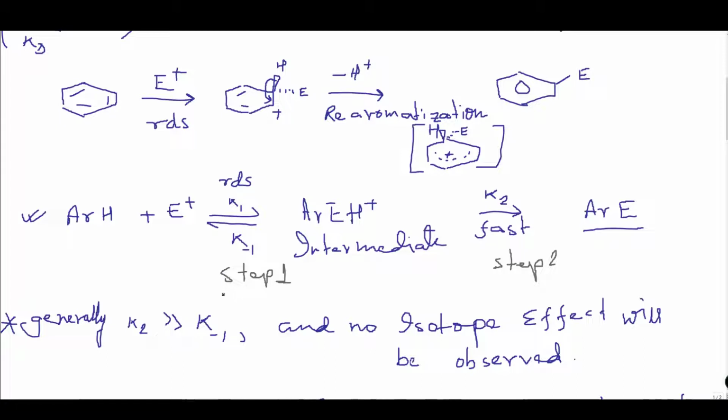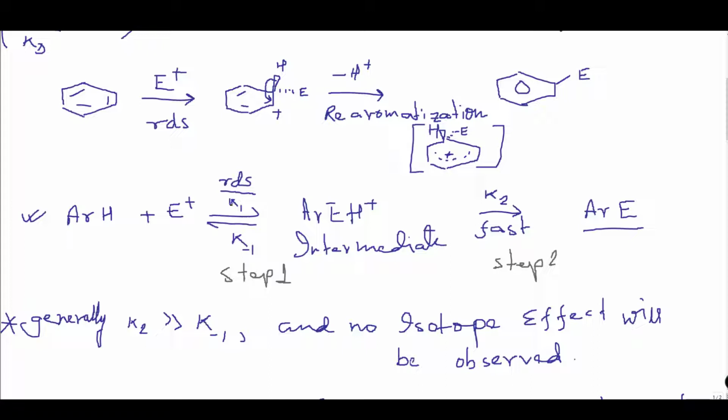So in this case, the first step is the rate-determining step, which is in equilibrium, and the second step is the fast step, and it involves the breaking of the carbon-hydrogen bond. So as the rate-determining step does not involve any carbon-hydrogen bond breaking, we may expect that there will be no primary kinetic isotope effect.